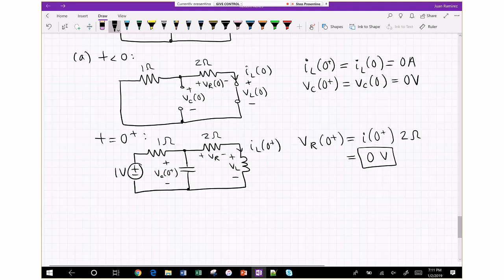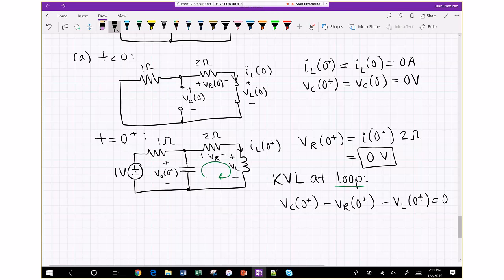What else? Well, let's take a look at VL, let's see if we can find VL. Let's call this a loop and apply KVL at that loop. We have a voltage rise for the capacitor voltage, a voltage drop, call it VR, and a voltage drop VL. I know the capacitor voltage is 0. I just found the resistor voltage to be 0. I don't know VL, but all that is equal to 0, which tells me VL is equal to 0 right after the transition. Okay, well, that was not too bad, right?